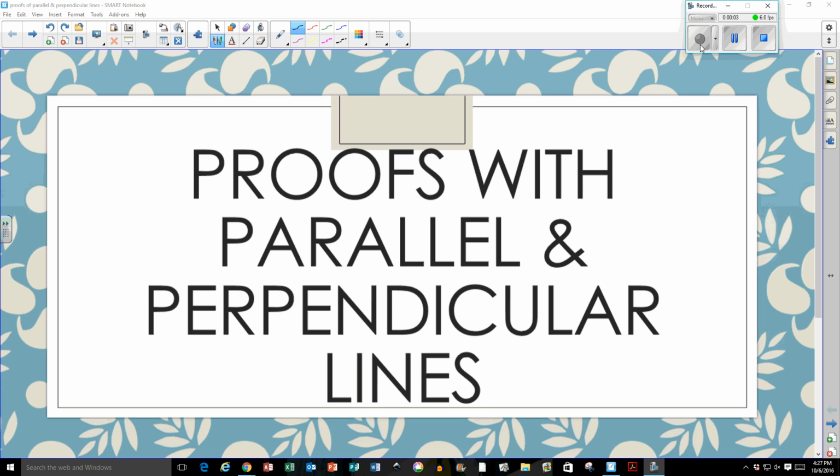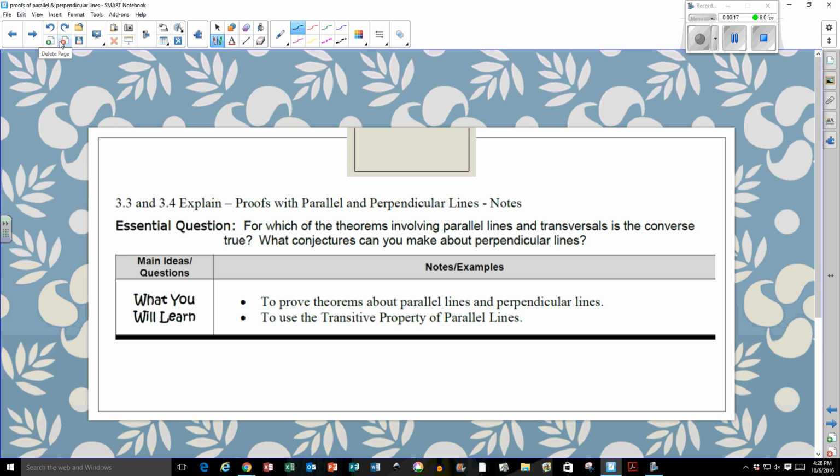Okay, so we are doing proofs with parallel and perpendicular lines. We're going to take those theorems that we've been messing with the past couple of days, and we're going to apply them to proofs. So 3.3 and 3.4 is proofs with parallel lines.